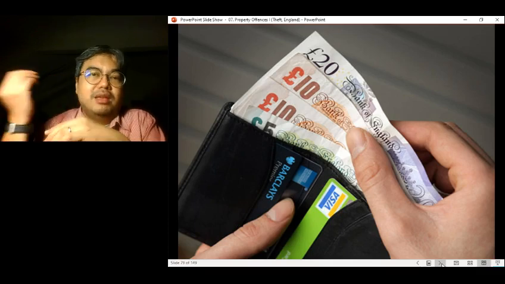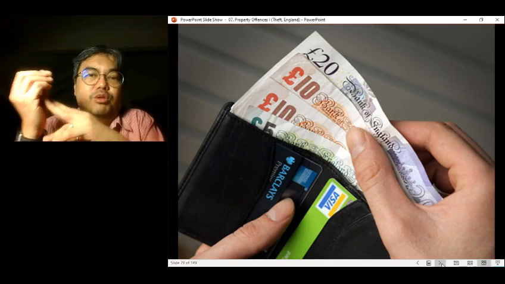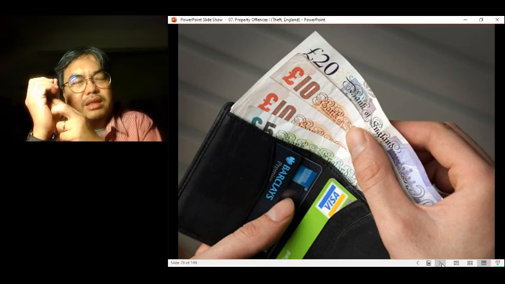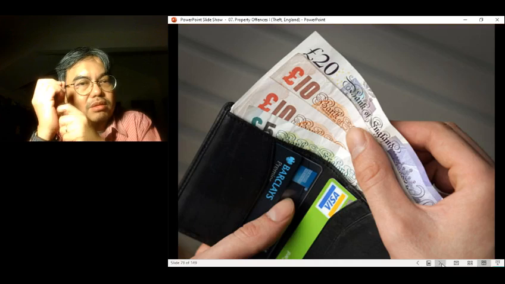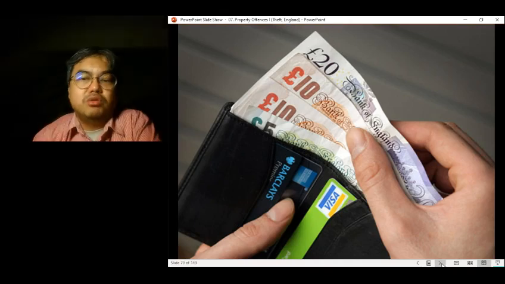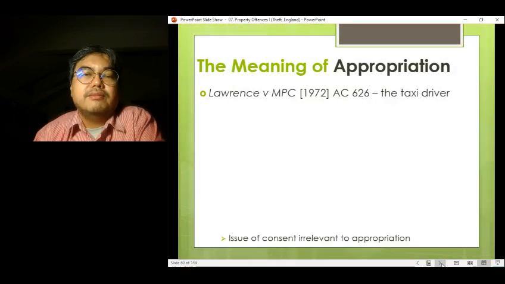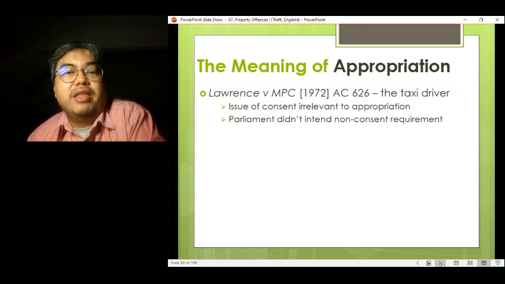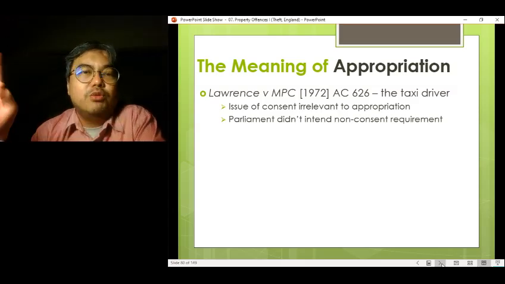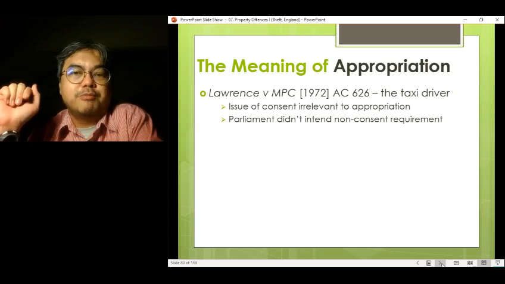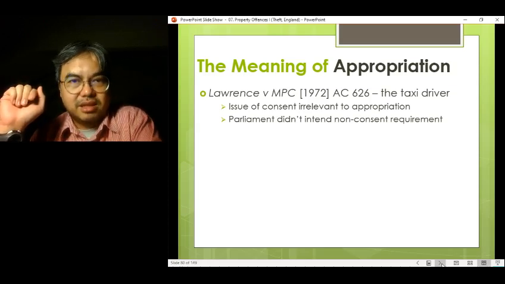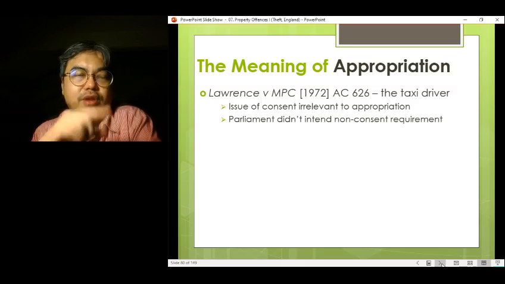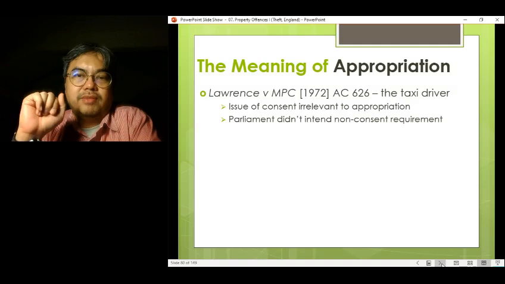But I took the money, I handled the money, assumed the rights of the owner, but you see, he allowed me to do so. So the argument was that there was appropriation, but it was consented. Now, the court, which is the House of Lords in this case, held that the issue of consent is irrelevant when talking about appropriation. You are considered to have appropriated the property even if you had consent to do so from the owner.